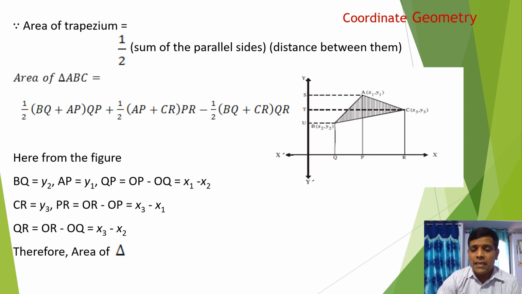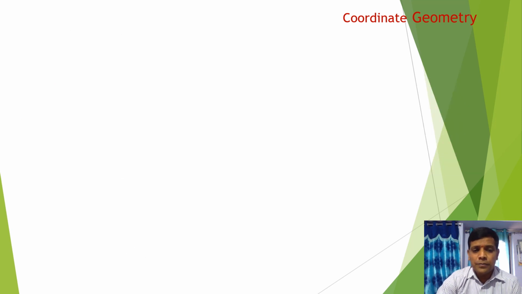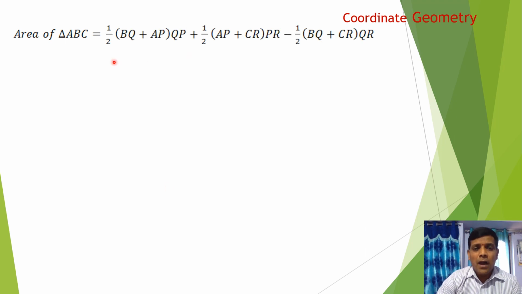Area of triangle ABC is equal to half into (BQ plus AP) into QP, that is the first trapezium, plus the second trapezium, half into (AP plus CR) into PR, minus half into (BQ plus CR) into QR. This is the third trapezium. So substitute values in the given equation.